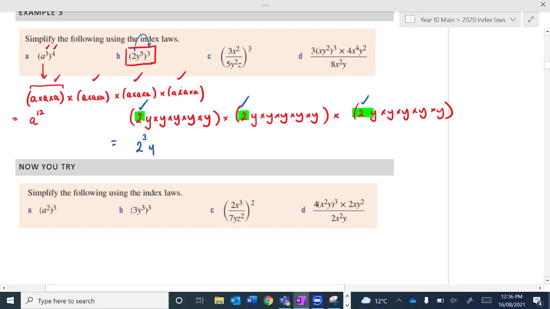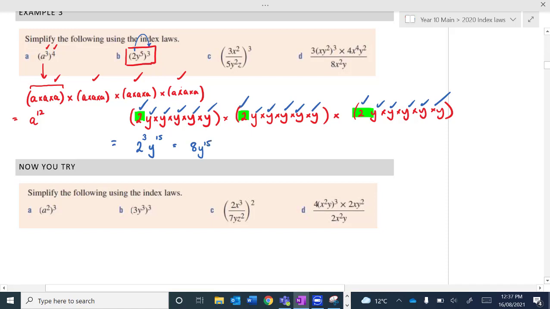And then we've got y to the power of 5 times 3, which is 15. Now look how many y's we have. 1, 2, 3, 4, 5, 6, 7, 8, 9, 10, 11, 12, 13, 14, 15. If you follow the index laws, you certainly don't have to do this, but I think it's nice to know why we do this. Okay, now 2 to the power of 3 is 8. y to the power of 15 is our simplified answer.